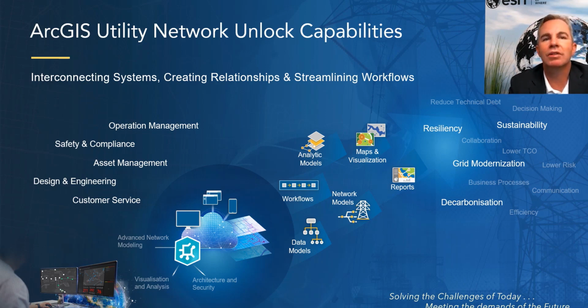Now, it's important to understand that the utility network is foundational to managing the modern network. By implementing the UN, it unlocks so many other capabilities in the ArcGIS platform that your organization may not be taking advantage of. Things like 3D capabilities, digital twin for your networks and your building information models, managing imagery and allowing data capture, and of course, the automation that comes from things like AI and machine learning. It solves the business challenges of today, and it meets the demands of the future by interconnecting systems, creating relationships, and most importantly, it streamlines workflows.